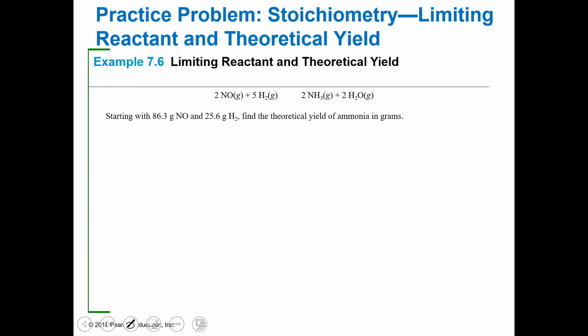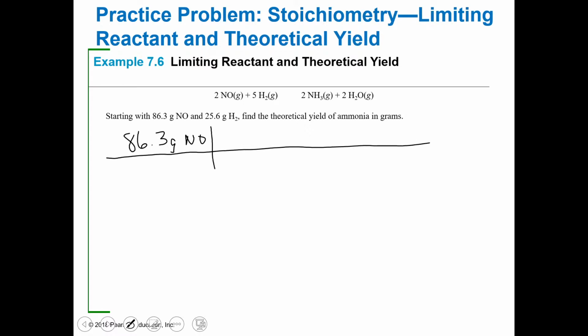So how we're going to go ahead and solve this is pretty simple. What we have to do is just do the math. And what that means is we're going to take each reactant and convert it from grams to moles, moles to moles, and then back to grams. So we're going to have 86.3 grams of nitrogen monoxide.